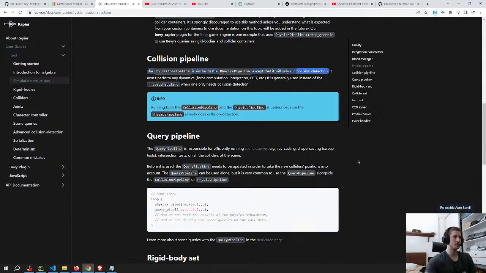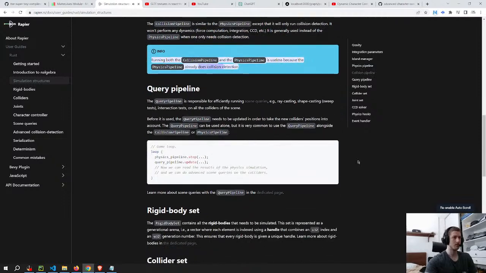Collision pipeline. The collision pipeline is similar to the physics pipeline except that it will only run collision detection. It won't perform any dynamics, force computation, integration, CCD, etc. It is generally used instead of the physics pipeline when one only needs collision detection. Running both the collision pipeline and the physics pipeline is useless because the physics pipeline already does collision detection.